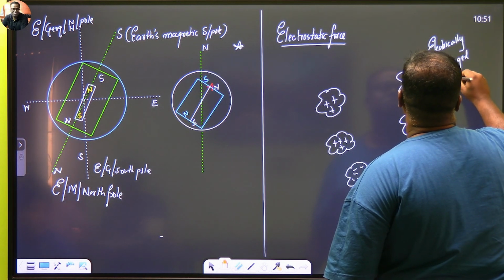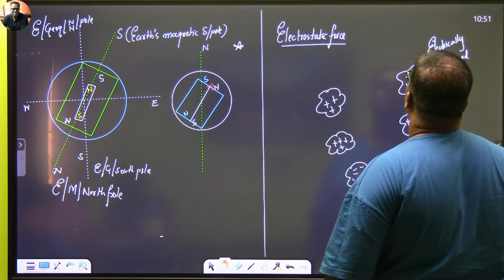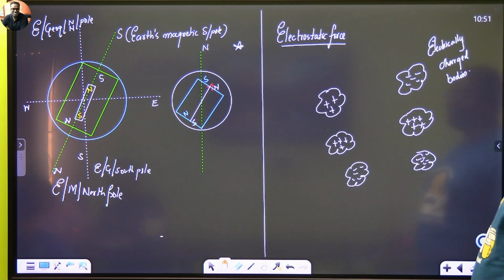Drawings should always be neat and clean. Electrically charged bodies.